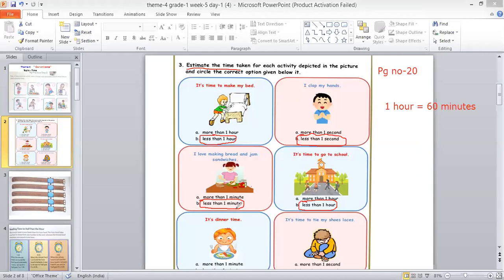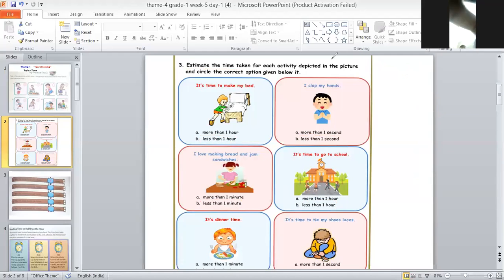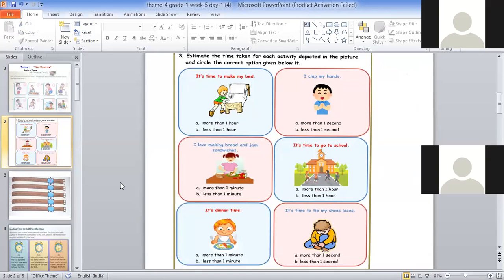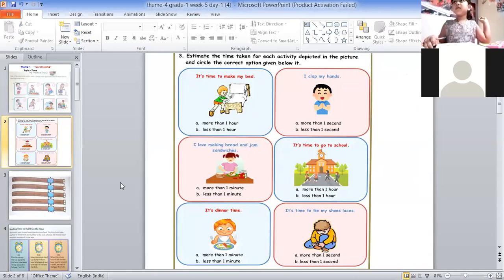Now, next question. Wait, I have to clear this. Okay. Aliza, please unmute yourself. Aliza, what is there in the fifth picture? Azlan, I'll get back to you. Aliza, what is there in the fifth picture?